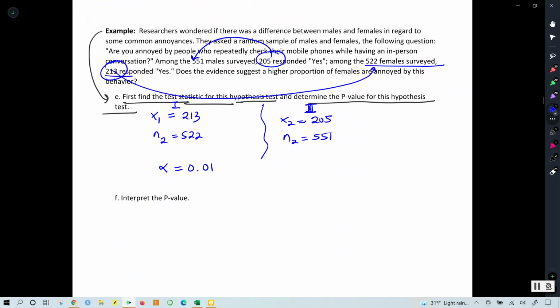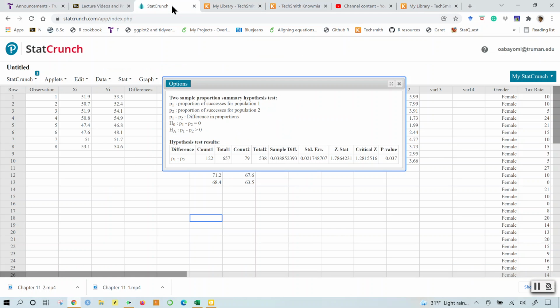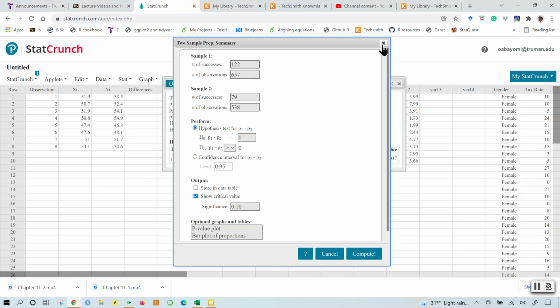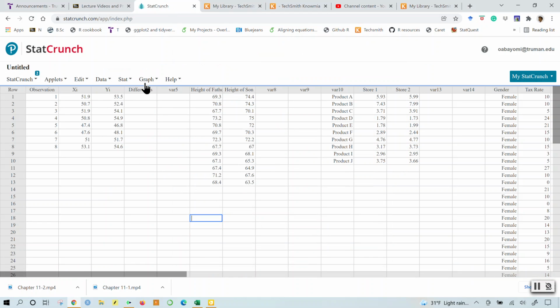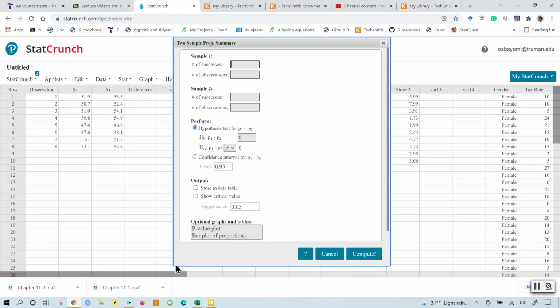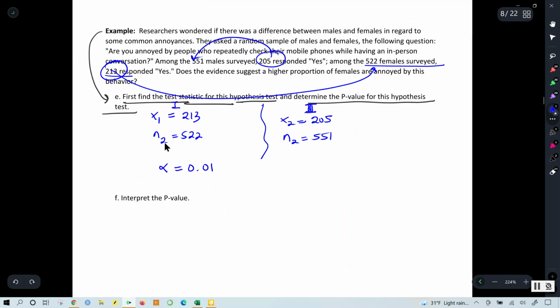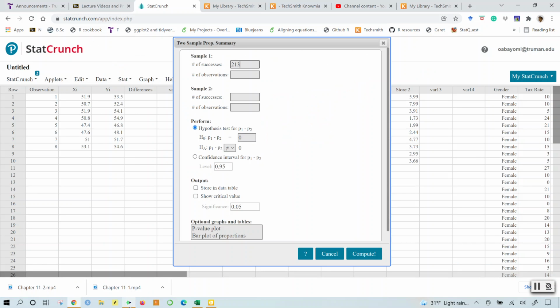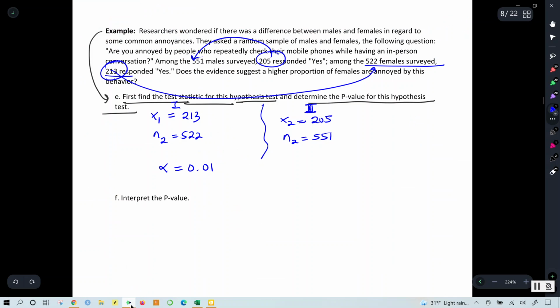All right, with that said, let's take that to StatCrunch. So in StatCrunch, let me pull StatCrunch out. I'm going to edit this quickly, or just to remind you, let's start fresh. Go to Stat, go to Proportion Statistics, go to Two Sample with Summary. And in this summary, we want to key in for the first population, 213 out of 522. Then for the second sample, it is 205 out of 551.